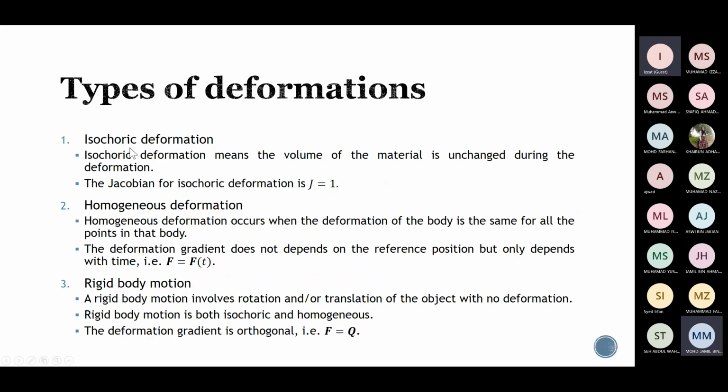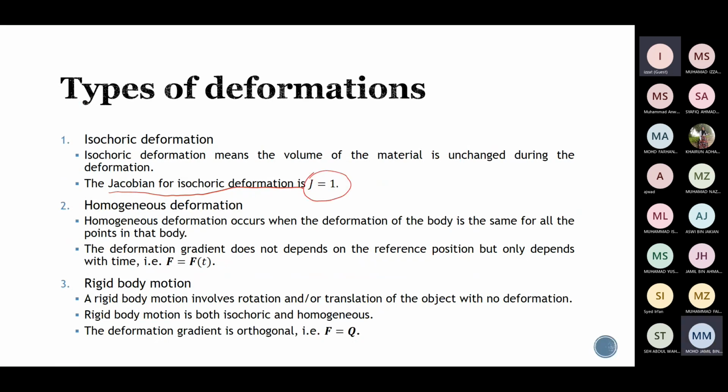So firstly, isochoric deformation. Isochoric deformation is the deformation in which the volume of the material is unchanged, tak berubah volume dia. Like if you throw a potato, like last week, potato, dia punya volume still sama walaupun shape dia berubah. Okay, even though the shape changes, the volume remains the same. Maybe dia tak compress lah. Okay, they just change in shape. So for an isochoric deformation, the Jacobian J equals 1. Okay, so this is important.